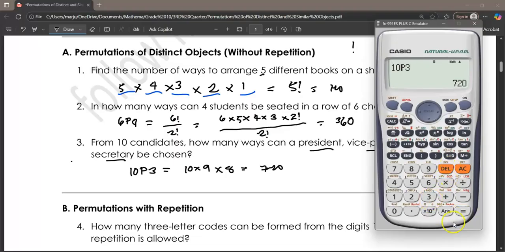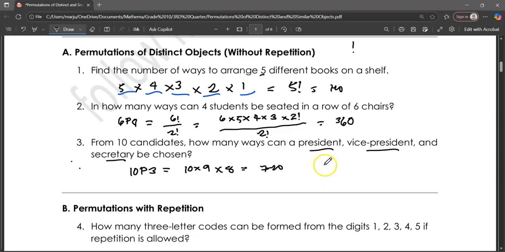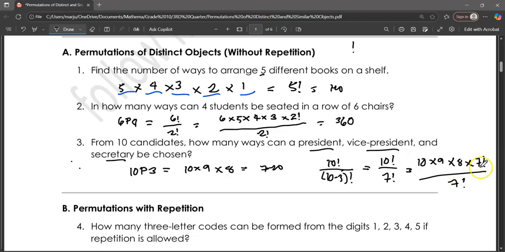permutation 3. That's 720. Or you can make use of the permutation formula, which is 10 factorial over 10 minus 3 factorial. And this gives you 10 factorial over 10 minus 3 is 7, so 7 factorial. So you're going to say 10 times 9 times 8 times 7 factorial over 7 factorial. And again, this cancels out. You are left with 10 times 9 times 8, the same here. I hope that is clear for our permutations with distinct objects.